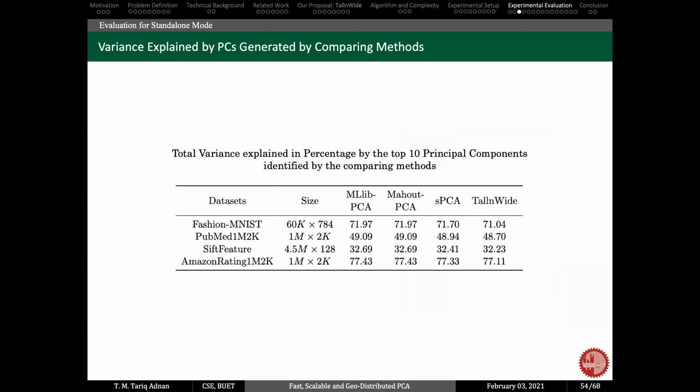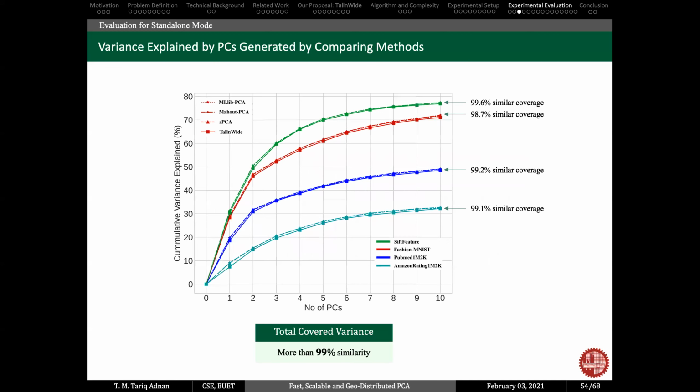Now let's look at the amount of the variance explained by the top 10 principal components identified by these 4 compared methods. We can clearly see that the total variance covered by our principal components is similar to the ones by the state of the art. For some cases, like this one, the Amazon rating dataset, they start with slightly lower values, but eventually they catch up as the number of principal components increases. And in summary, they are almost 99% similar with respect to the amount of variance covered if we compare them against the state-of-the-art methods.